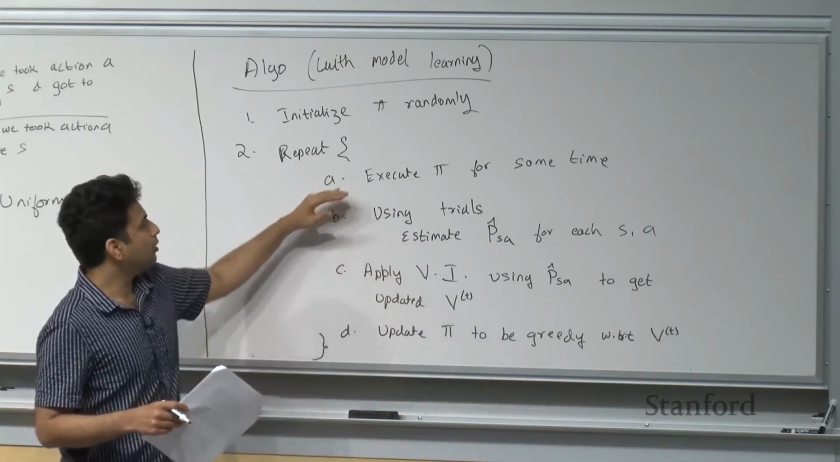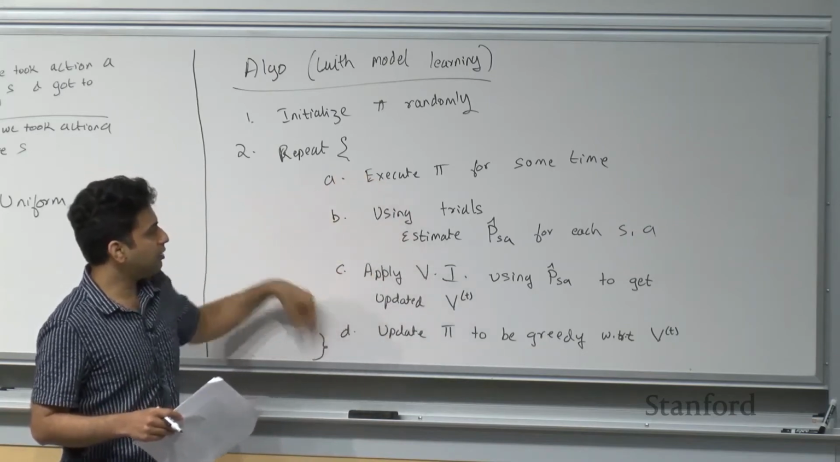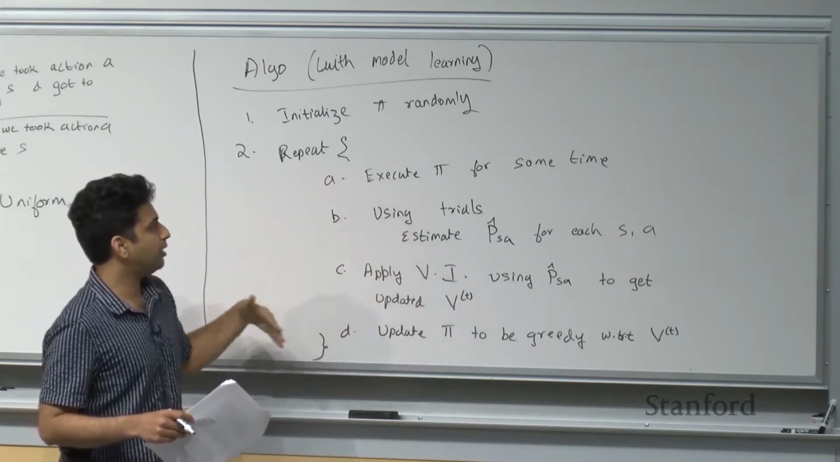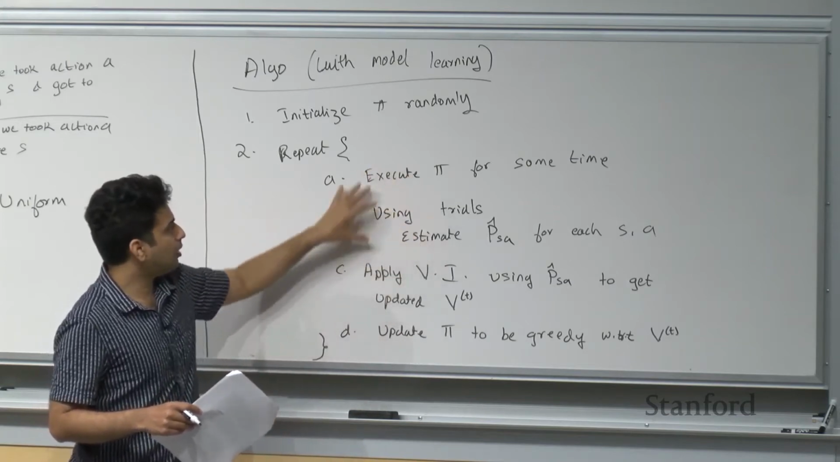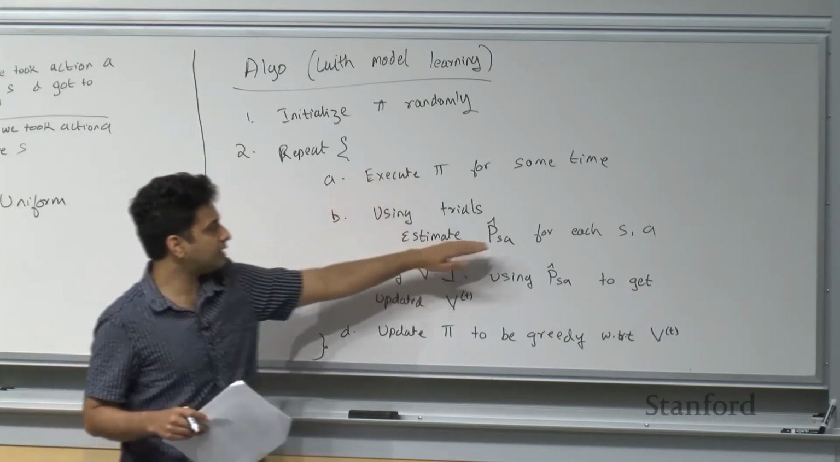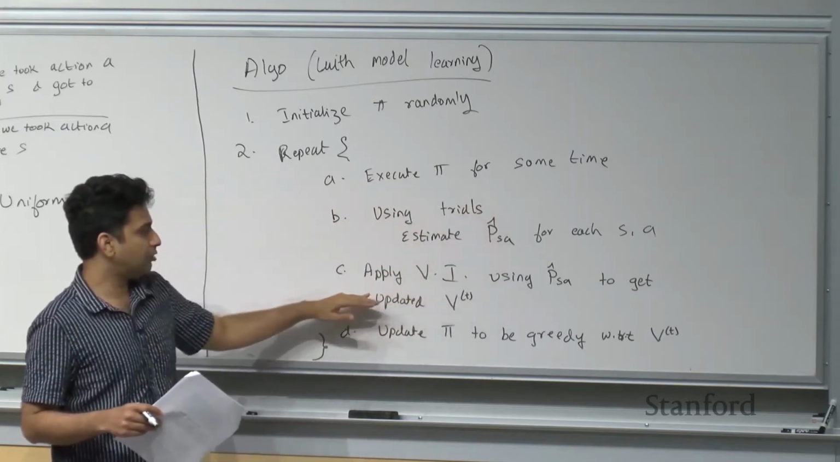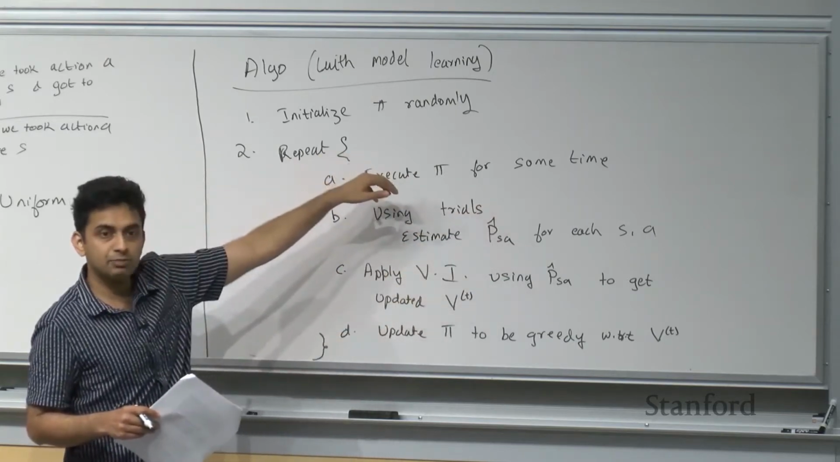And that's why we follow this iterative approach, where we try some initial trials for some policy, get an estimate, and then perform value iteration and use that to drive the exploration in the next stage.